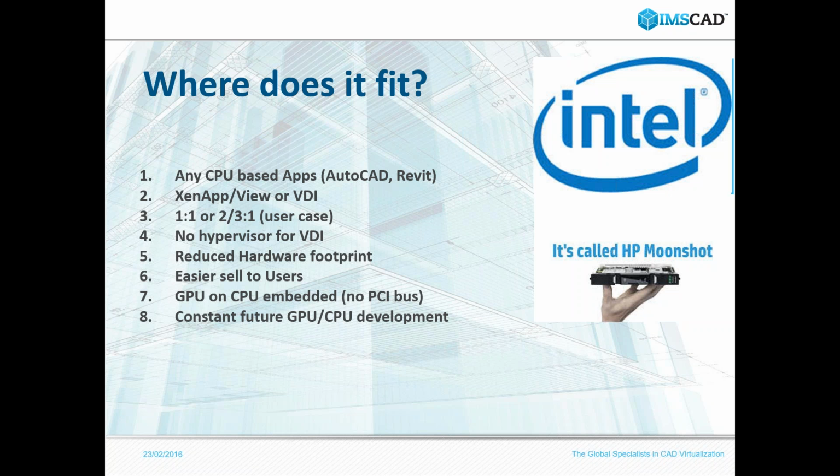So it's interesting. Obviously the embedded CPU and GPU, with no PCI bus jump, creates more speed for the user. And then obviously it's constantly improving. I know Intel can't talk about things that are coming down the road, but I know they're constantly working hard to improve that GPU, and of course their CPUs are getting quicker every release. So it's all good news really.